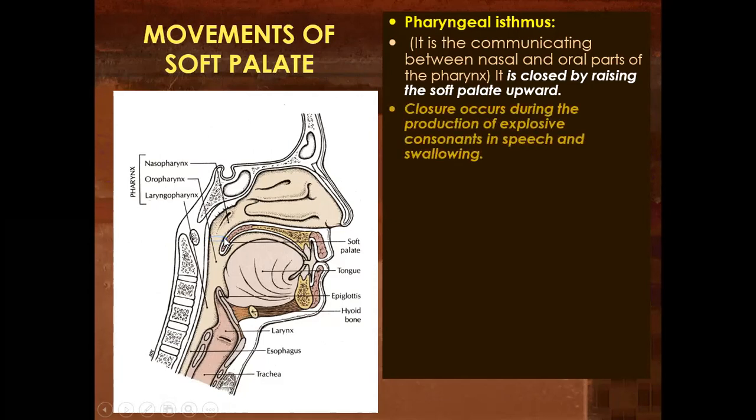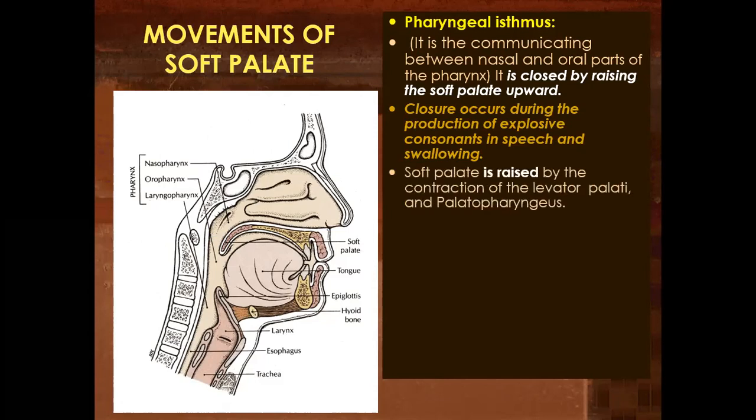Closure occurs during the production of explosive consonants in speech and during swallowing. The soft palate is raised by the contraction of the levator palatini as well as the palatopharyngeus muscle. So this is how it moves. Whenever the patient says ah, or has explosive speech or swallowing, this will go and close the pharyngeal isthmus.